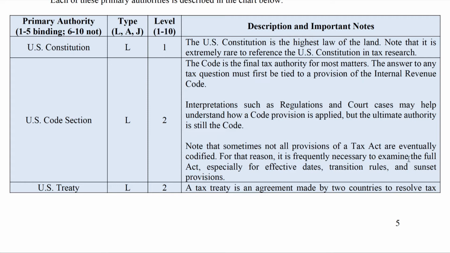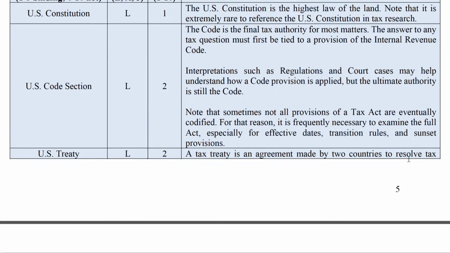Note that sometimes not all provisions of a tax act, given each year, are eventually codified. For that reason, it's frequently necessary to examine the full tax act because there might be something in the tax act that's not actually in the code. So that's very important. The tax act, the legislative act itself, is still at the same level as the code. It's just not in the actual code. And the code, by the way, is U.S. Code Title 26.